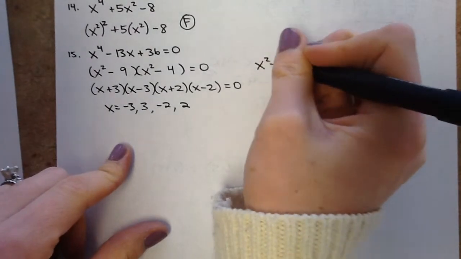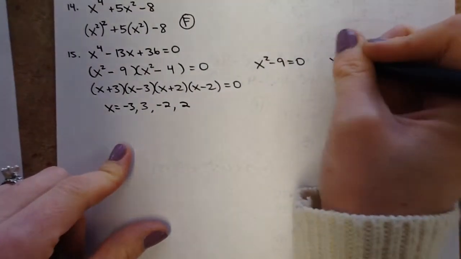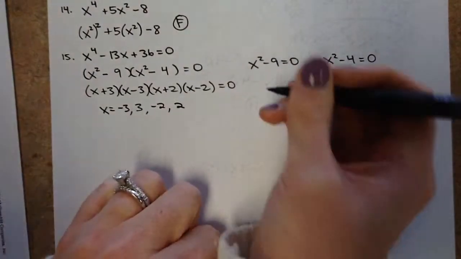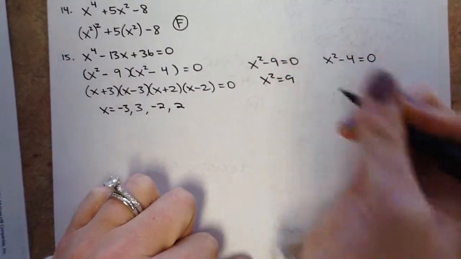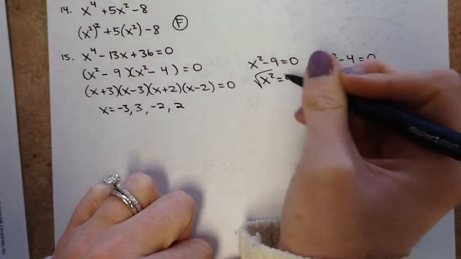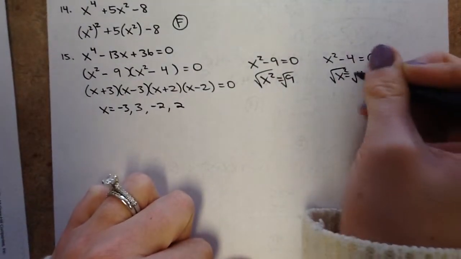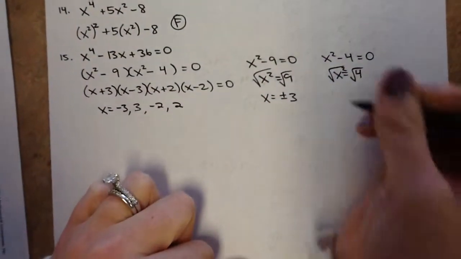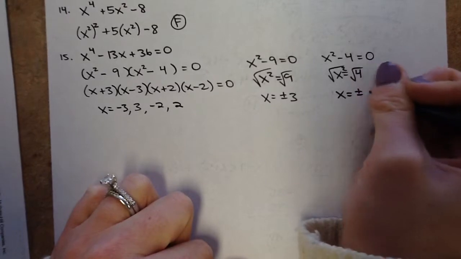If I went from here, I could set both of these equal to 0. And then here we'd add 9 to both sides. Here we'd add 4 to both sides. Then the last step is to square root. So when I square root, I always have a plus or minus. So here I'd have a plus or minus 3. And here I'd have a plus or minus 2.